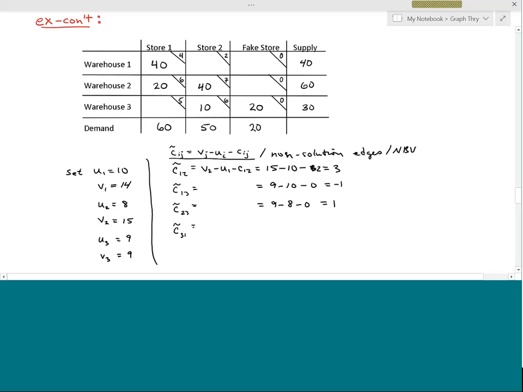And the last one down there in this blank of row 3, column 1, we would have V1, which is 14, minus U1, which, I went backwards. V1, which is 14, minus U3, which is 9, minus the cost in that cell, which is 5, and we add this all together at 0.